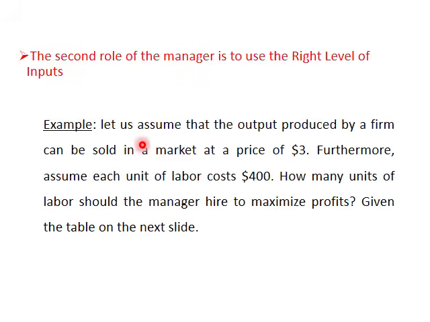The second example is, let us assume that the output produced by a firm can be sold in a market at a price of 3. Furthermore, assume each unit of labor costs 400. How many units of labor should the manager hire to maximize the profit? Let us see this example with the following table.